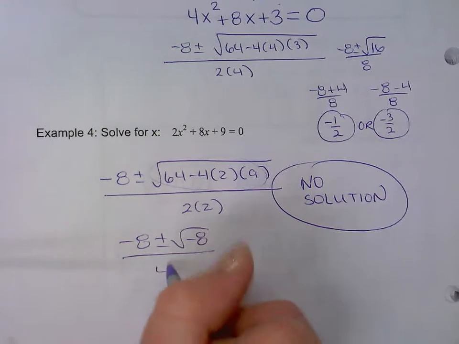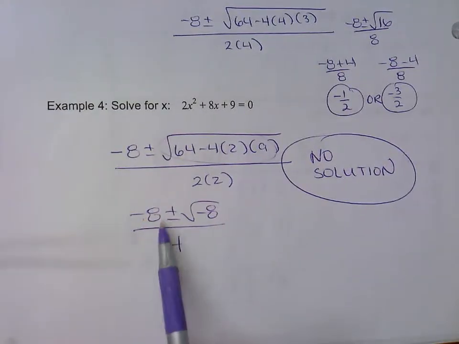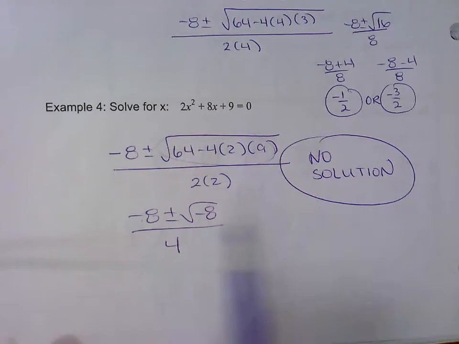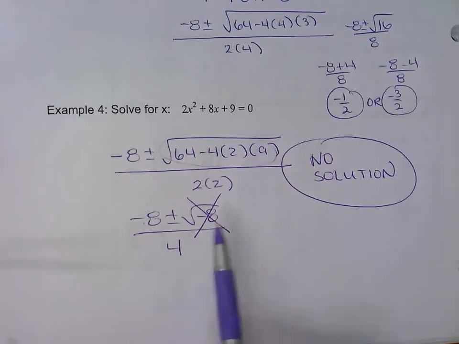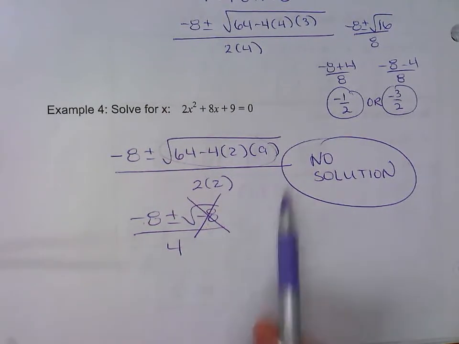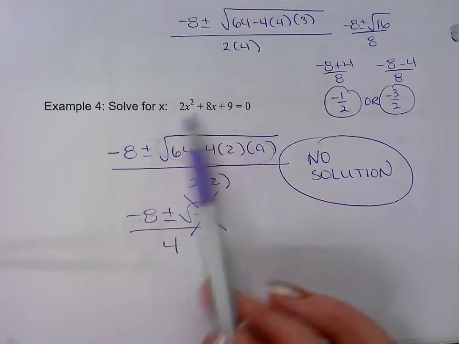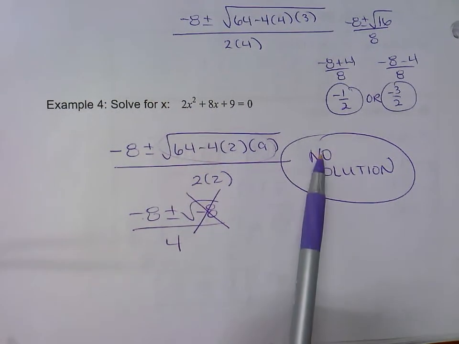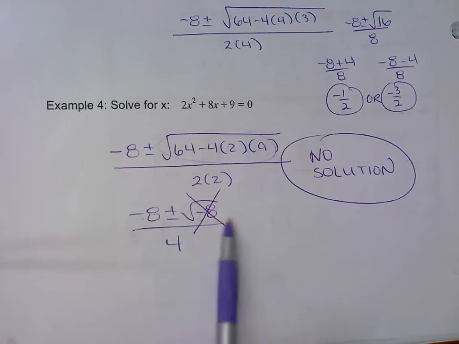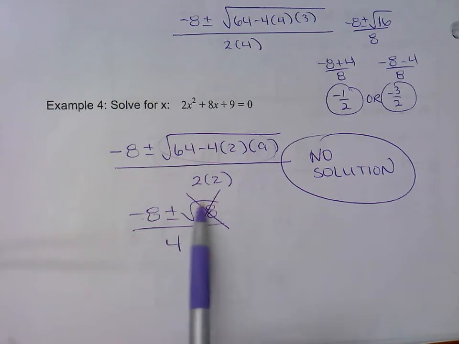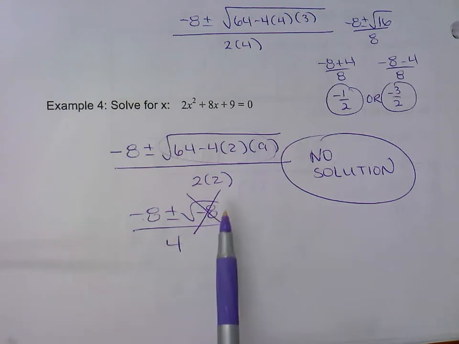So it ends up coming out to negative 8 plus or minus the square root of negative 8. You cannot take the square root of a negative number. So this would be a quadratic that, if I graphed it, is above the x-axis. There are no x-intercepts. So when you get a negative under the square root, this part under the square root is called the discriminant. And that is a new word for today.